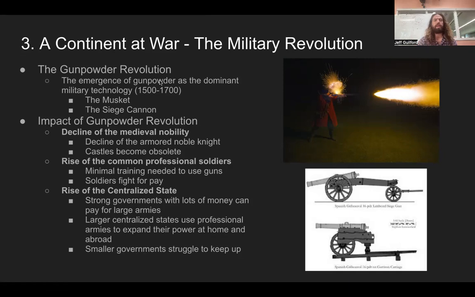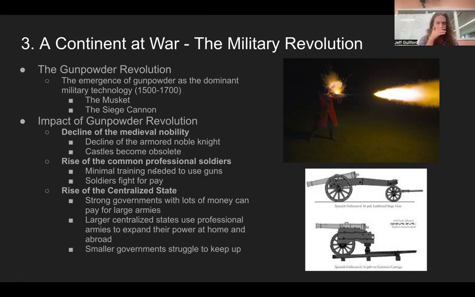So as a result of the gunpowder revolution, you see a bunch of different important changes. First is the decline of medieval nobles, the knights in shining armor, who were in charge of European warfare in the Middle Ages and who basically took over Mexico. The Spanish conquistadors were essentially medieval warriors, decline. Armored knights no longer matter. Castles don't really work because you can just blow them both up with gunpowder.